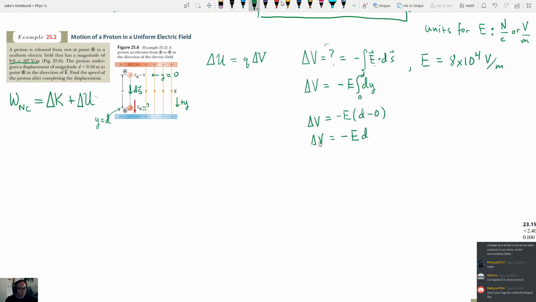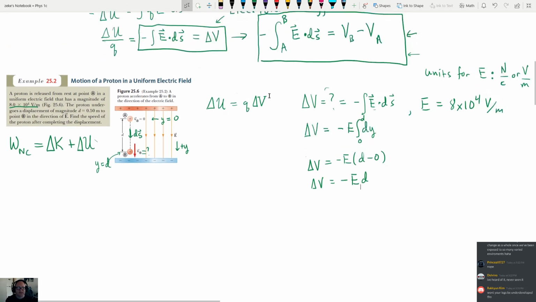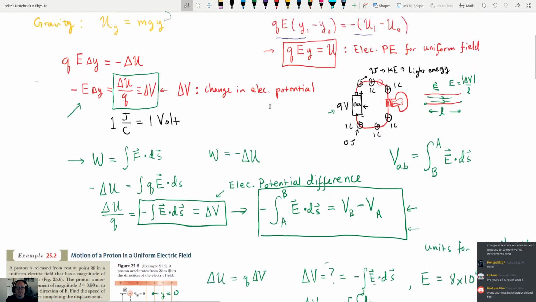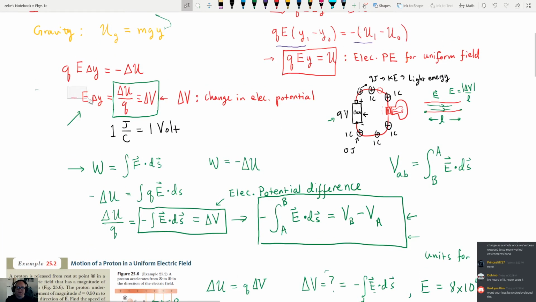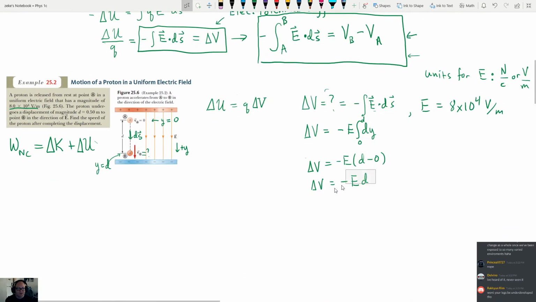Pretty simple, right? And I think that's exactly what we have up here. Oh yeah, there it is. E times delta y is equal to delta V. You're going to want to remember this one. I'm going to tell you to remember this. You'll all forget it, but I'm just going to tell you now. You want to remember this. Delta V equals negative Ed. Not positive Ed, but negative Ed. Got to remember this one.